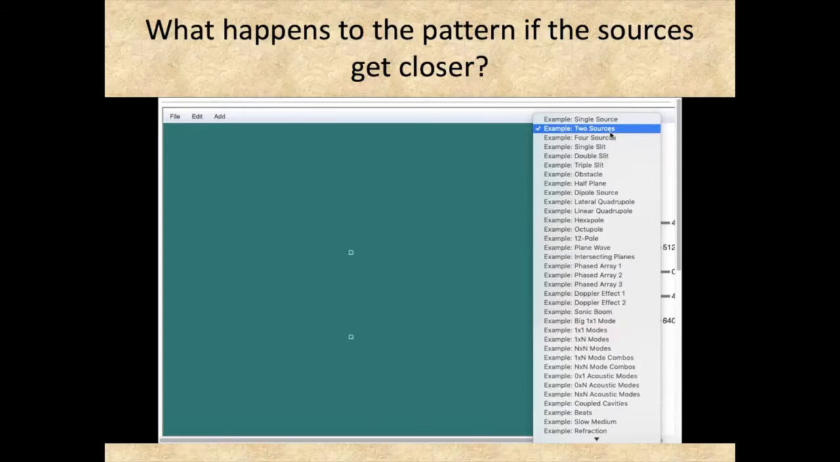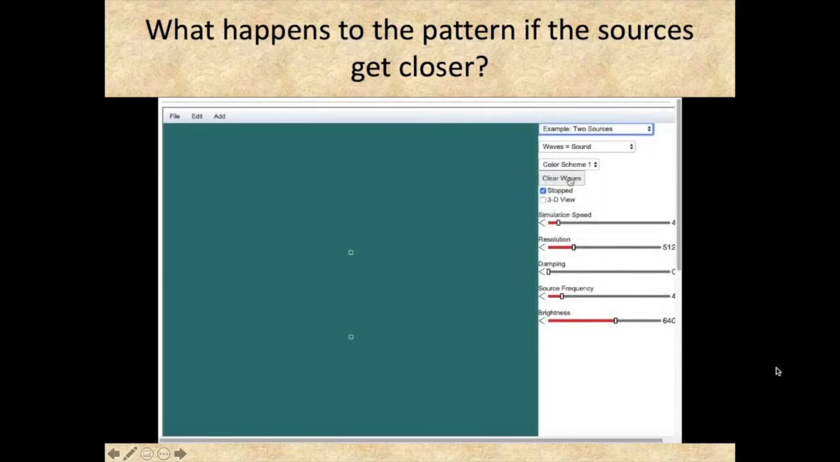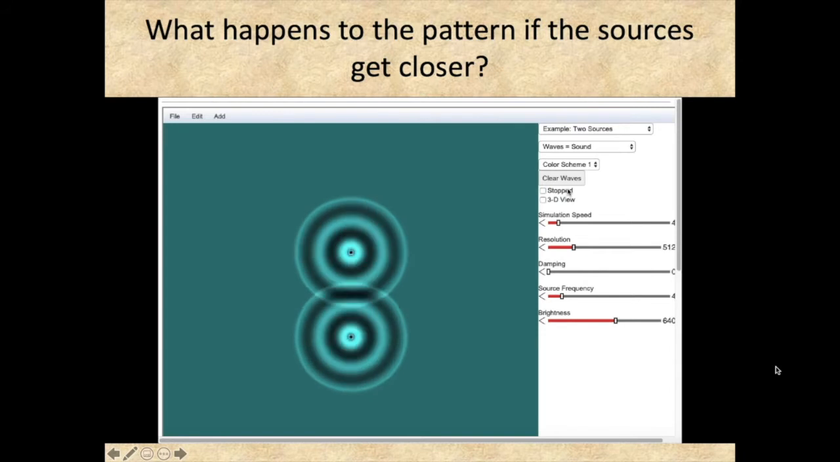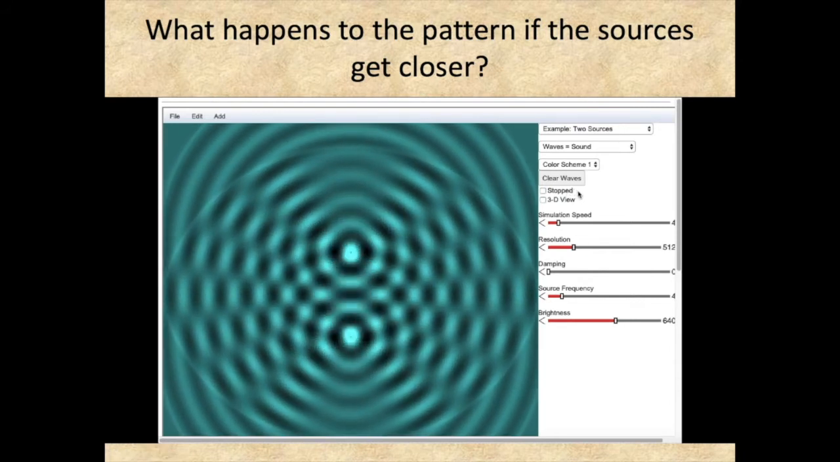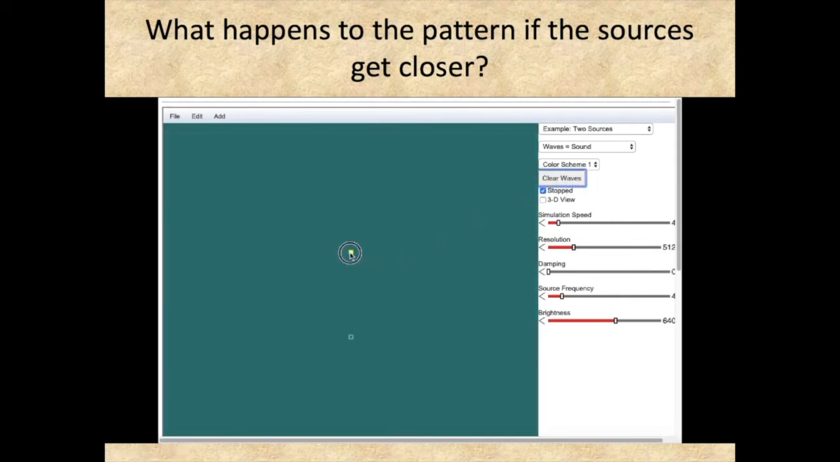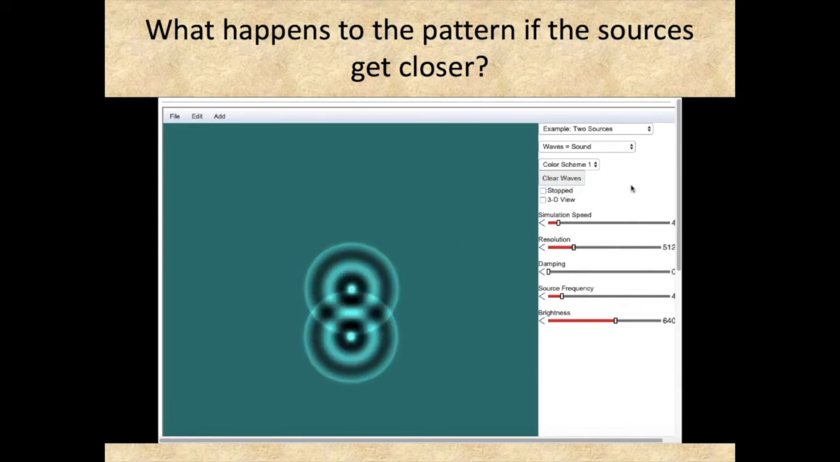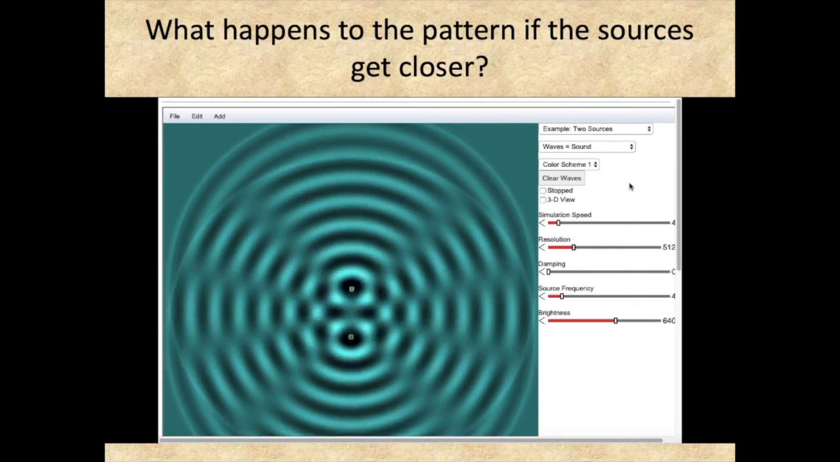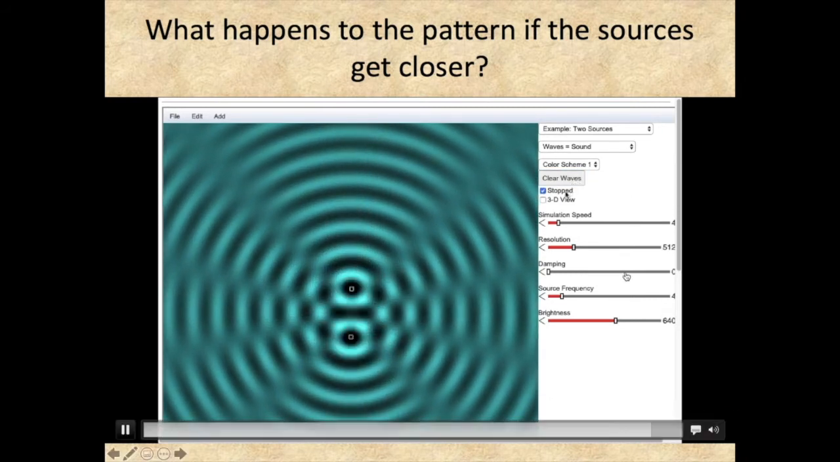What happens to the pattern if the sources get closer? First, I'm generating waves at that separation. You can see how close the fringes are. Clear the waves, and I'm moving the sources closer together. Observe what happens when I start. What we see is that the fringes actually moved away from each other. So instead of more lines that we saw in the region between them, now we see less lines.